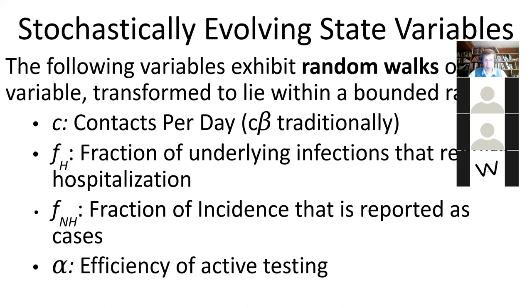And although this seemed counterintuitive, it reflects the fact that we are trying to have different hypotheses about what's going on. Some hypotheses might involve larger numbers of contacts per day. Others might posit smaller numbers. Yet others might say, okay, active testing is really good at finding people, while others view it as not very efficacious, that most people are walking in with symptoms themselves or what have you.